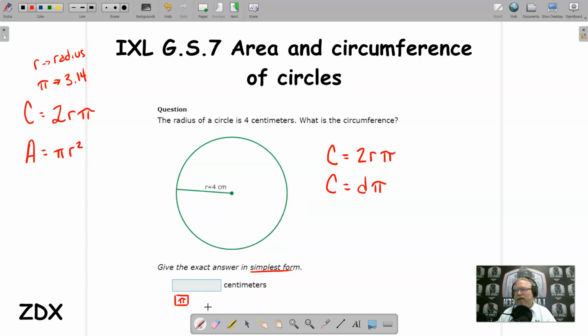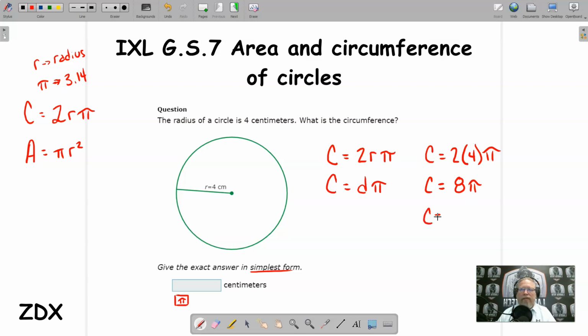So let's go ahead, and in this case they give us the radius, so let's go ahead and use C equals 2 times the radius, which is 4, times pi. Well, let's go ahead and multiply the 2 times 4 and get 8. Bring down our pi. Now they want it in simplest terms. That means that they want us to use pi here.